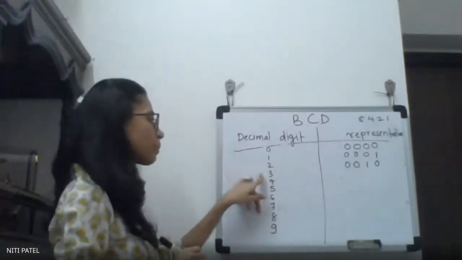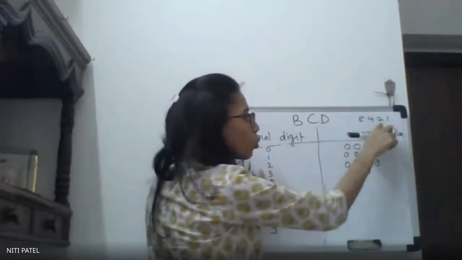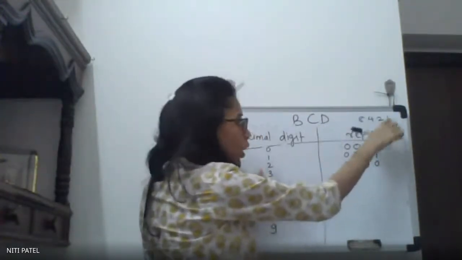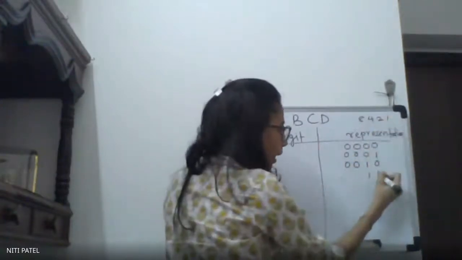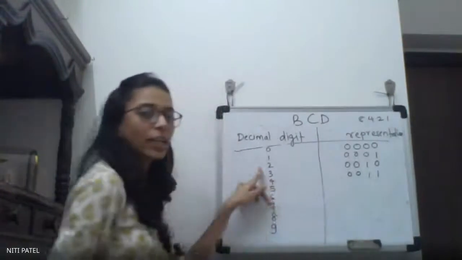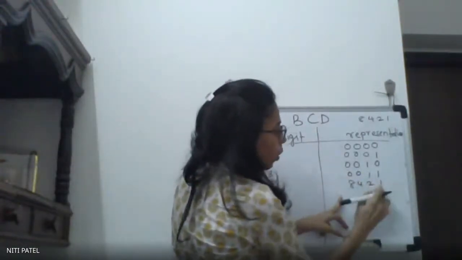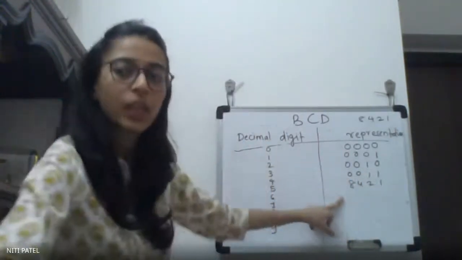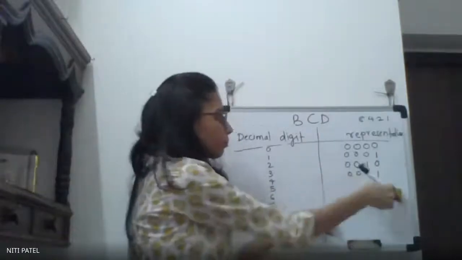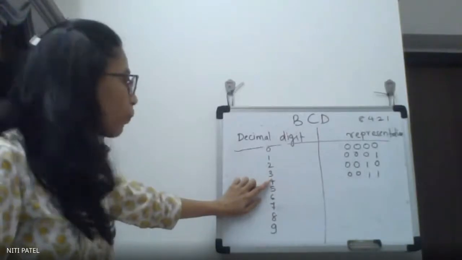Next, I have the decimal number 3. Do I have 3? No. But can I make 2 plus 1 as 3? Yes. So I have to mark the digit 2 and this 1 as 1, 1. Remaining will be marked as 0. So what does this mean? For 8, 4, 2, 1, 1 plus 2 will give me the decimal number 3. Is this understood up till here? Yes, ma'am.